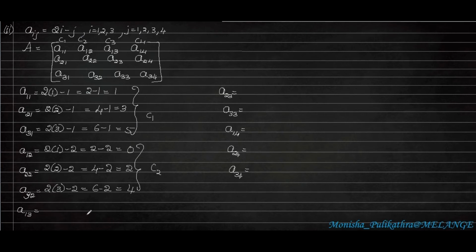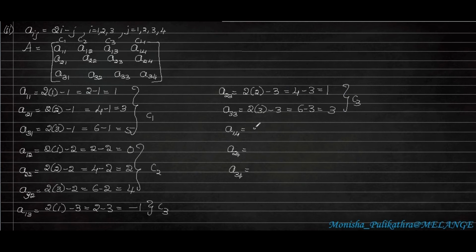The second column is 0, 2, 4. The next one, in the third column, so 2 into 1 minus 3, that is 2 minus 3 equal to minus 1. And next, 2 into 2 minus 3 is equal to 4 minus 3, that is equal to 1. And 2 into 3 minus 3, 2 3s are 6 minus 3 is equal to 3. So minus 1, 1, 3 is for the third column.